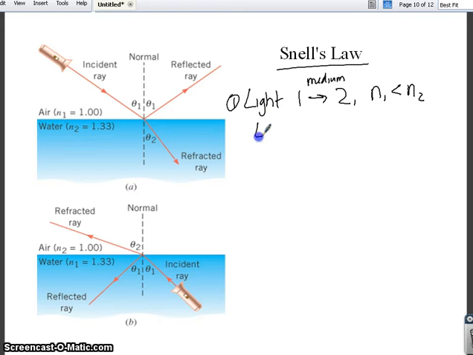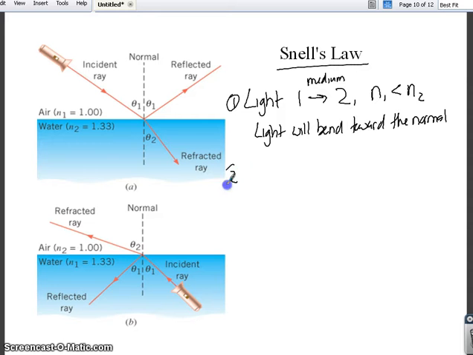The rule is light will bend toward the normal. Light will bend toward the normal. So light will hit and bend toward the normal. You can see this is the normal line right here. And this angle is going to be smaller than this angle right here. It's bending towards the normal.